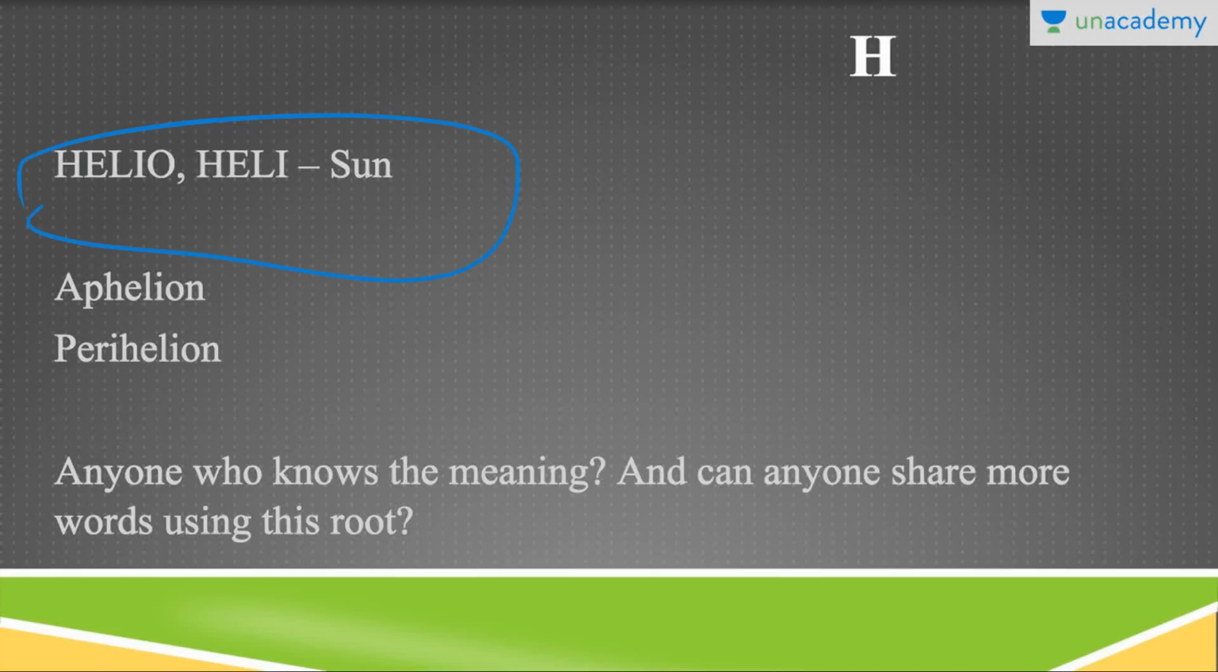Moving on, Helio or Heli, which of course means the sun. The words that I found here were aphelion and perihelion. Now these, of course, if I have to give you the exact meaning, which I found online, aphelion basically is a point on the orbit of any celestial body that is farthest from the sun, and the point on the celestial body that is nearest to the sun is the perihelion.